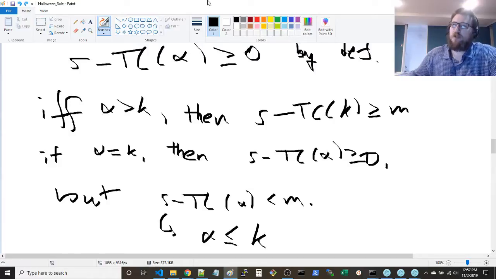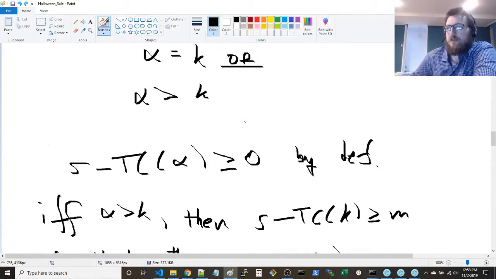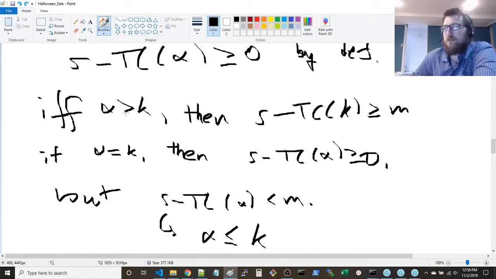This goes both directions. If we removed the whole early portion of the summation and there's still more to purchase, that implies that alpha is going to be greater than k. If alpha is greater than k, the only way to do that is to subtract more, at least 1m, from the difference of s and tc of k. Okay, that makes sense. Got it. So from this fact, we want to try to figure out how to derive alpha. I want to find out what alpha is.